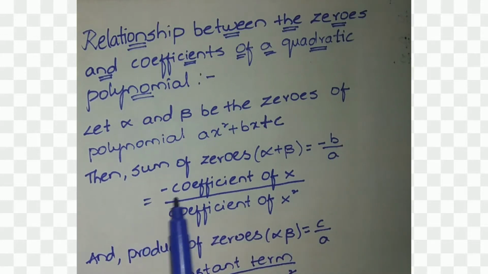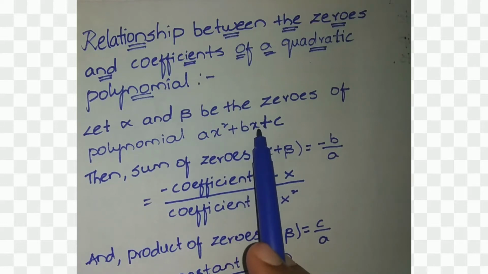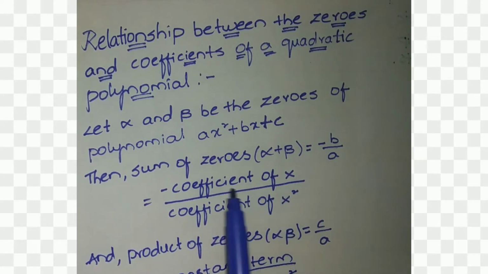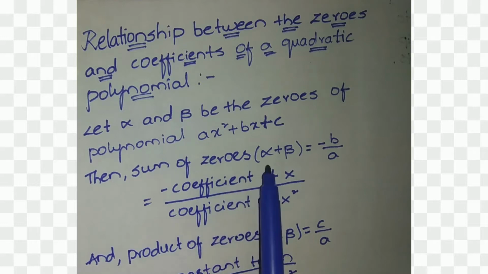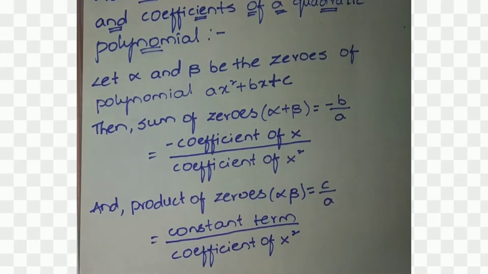Minus b, which is nothing but minus of coefficient of x. B is nothing but the coefficient of x and a is nothing but the coefficient of x square. So the sum of zeros alpha plus beta is equal to minus of coefficient of x by coefficient of x square. Now product of zeros alpha into beta, which is equal to c by a.